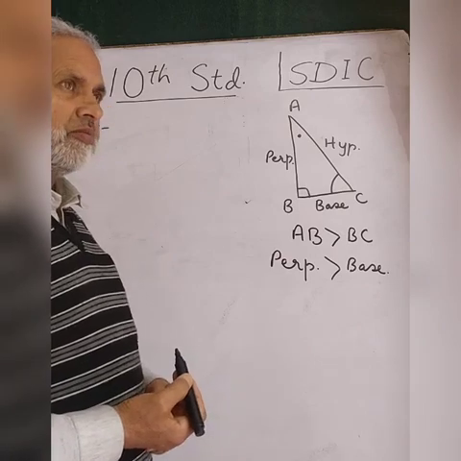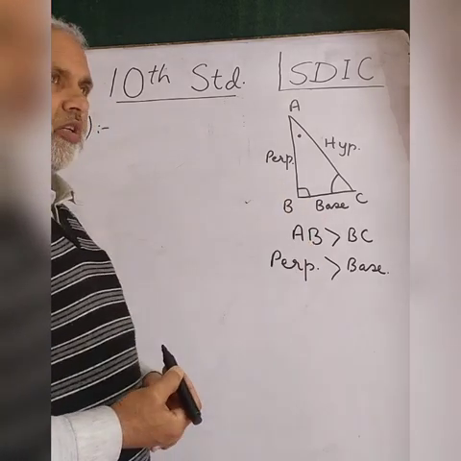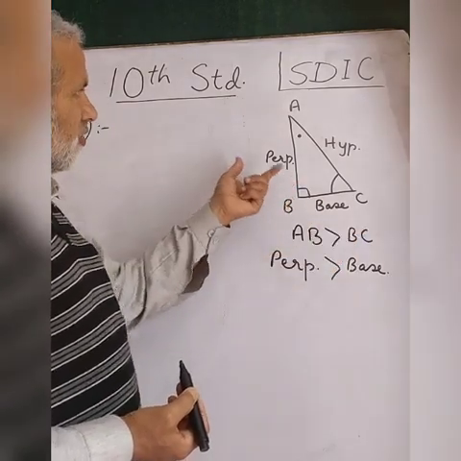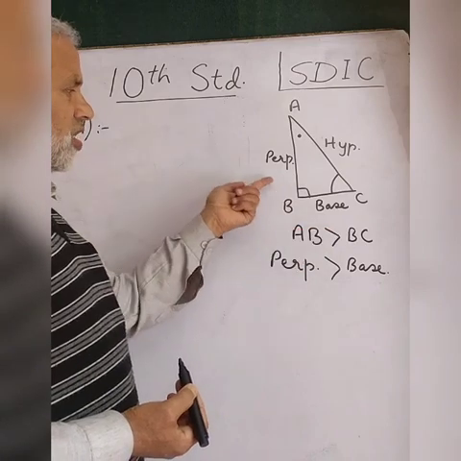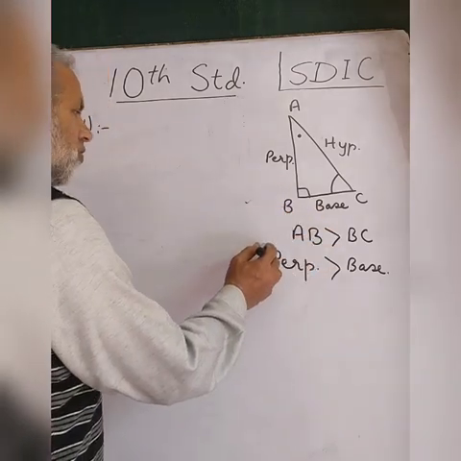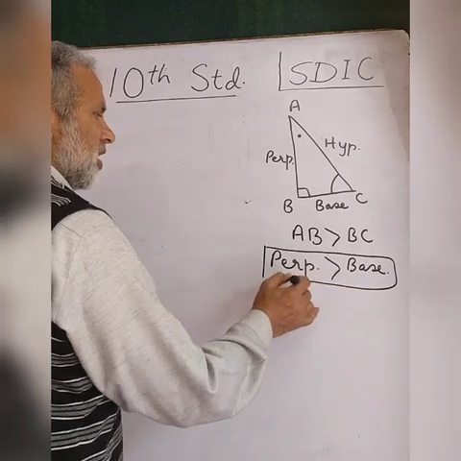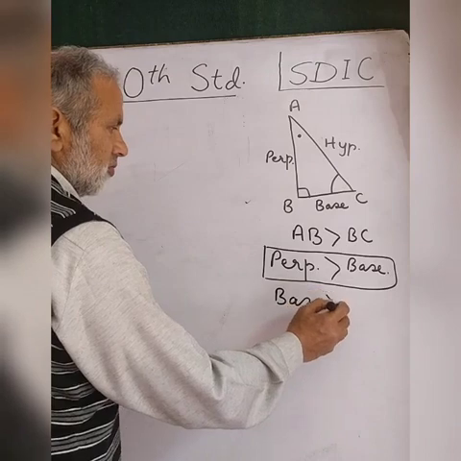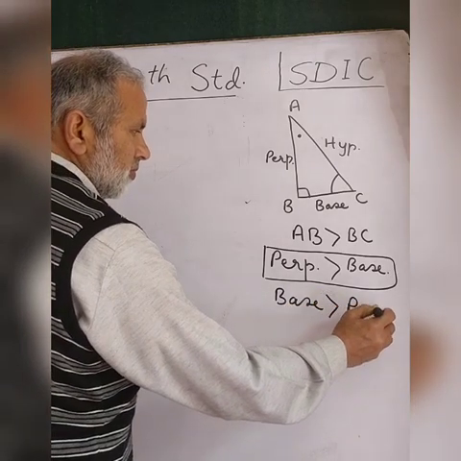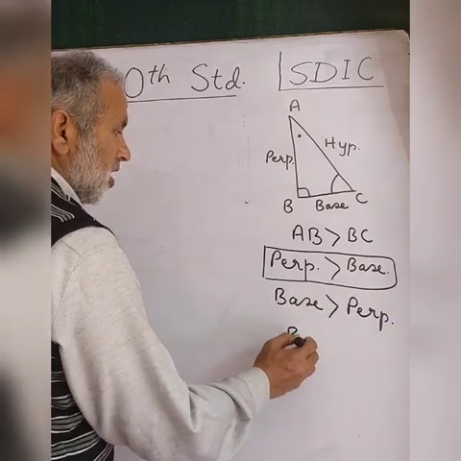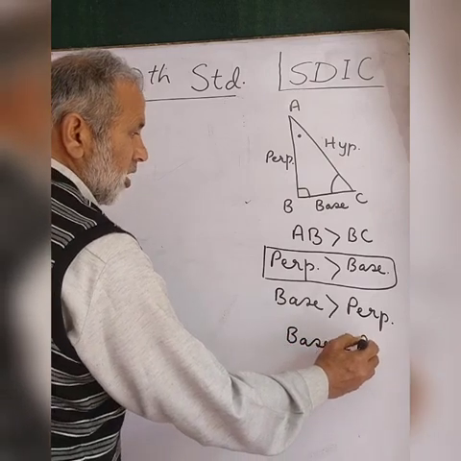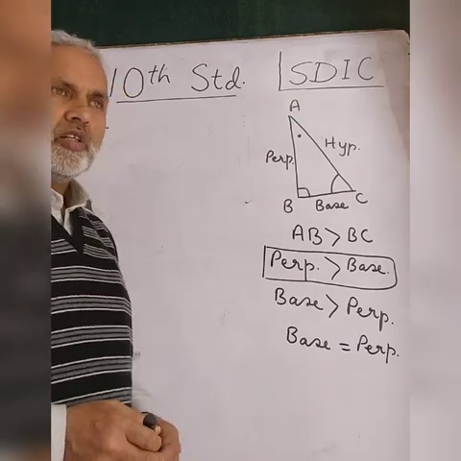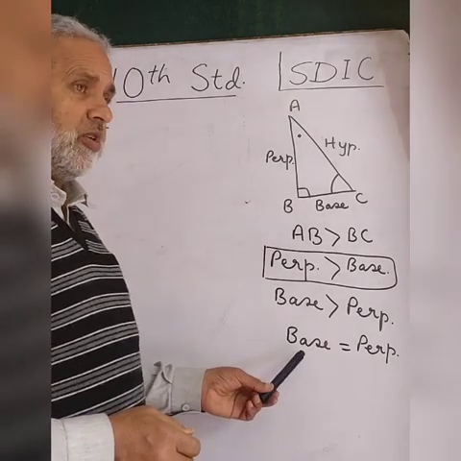So what will happen then? Base will become larger than perpendicular. Now AB will be base, BC will be perpendicular. In the figure we can easily see AB is larger than BC. So this is not always possible that perpendicular of the right triangle is larger than base. We may sometimes have base larger than perpendicular. And even the two may be equal also. Base is equal to perpendicular. This also is possible. And you can easily think about the situation when these will be equal.